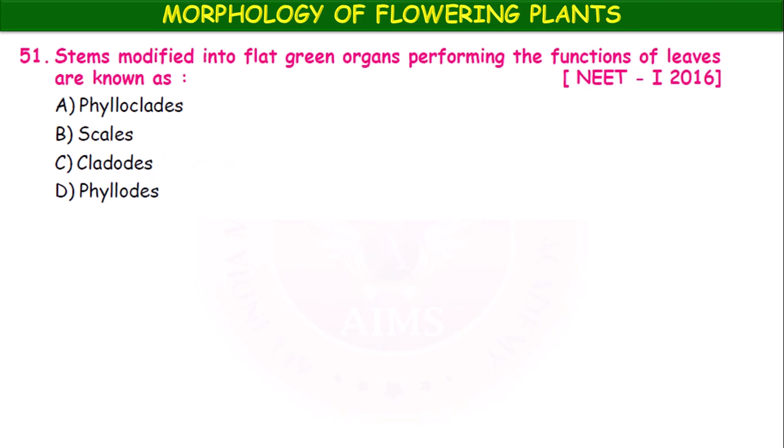Next, stems modified into flat green organs performing the functions of leaves are known as phylloclades, scales, cladodes, phyllodes. It is the phylloclades. Example, opuntia. You can take opuntia. Here the spines are present, leaves are modified into spines. The stem is green in color, which performs the photosynthesis. So this stem portion is called as a phylloclade.